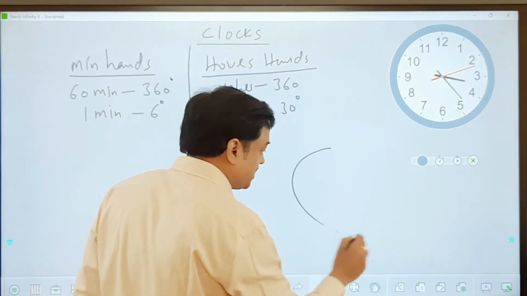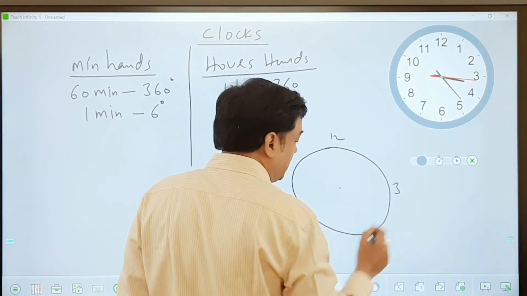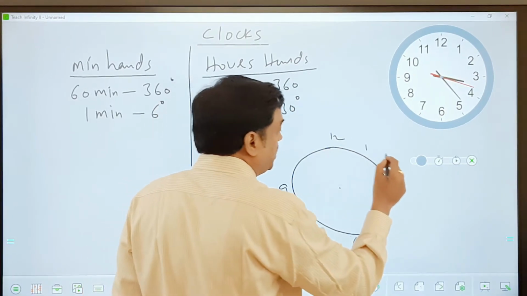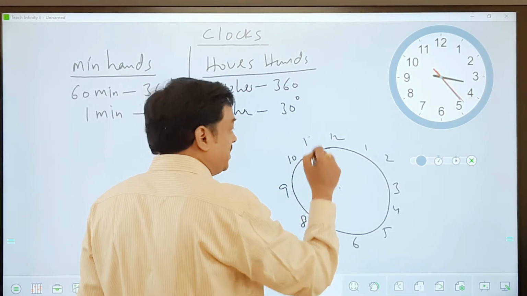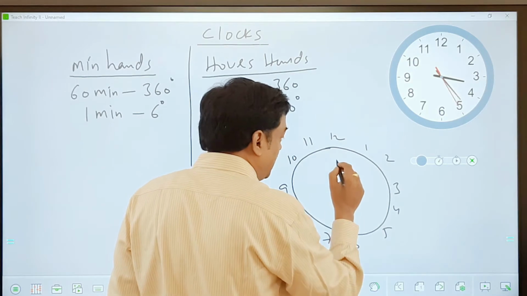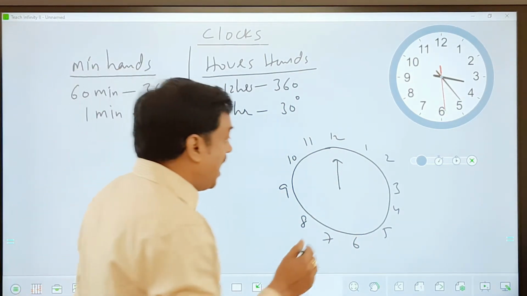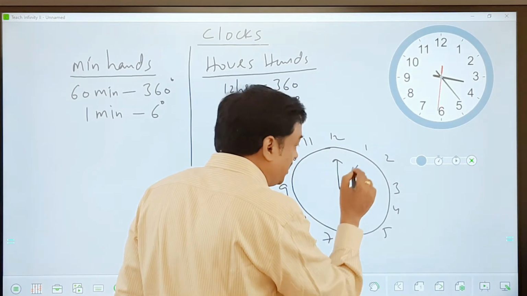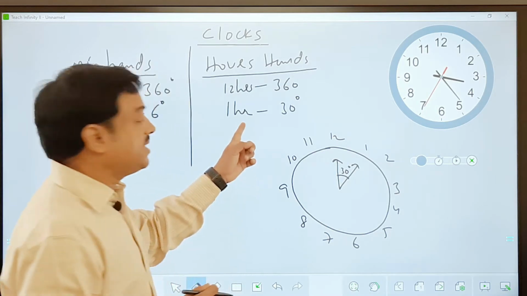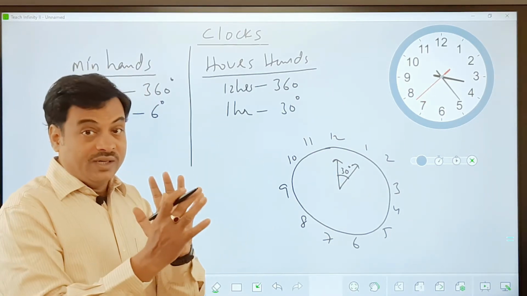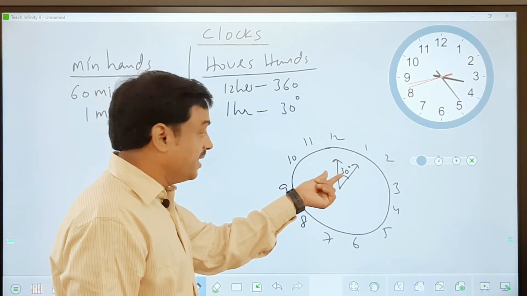If you see this as a clock, imagine this is a clock. So we have a 12, 3, 6, 9, 1, 2, 4, 5, 7, 8, 10 and 11. And suppose the hours hand is pointing at 12. Again, when it points at 1, the angle between the two hands will be 30 degrees. That's what this says. In 1 hour, the hours hand will cover 30 degrees of angle.